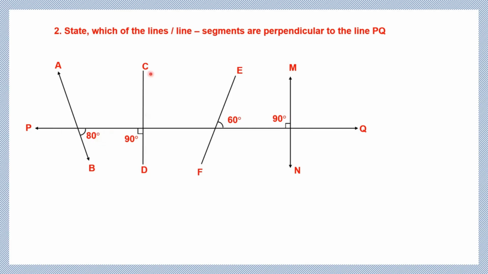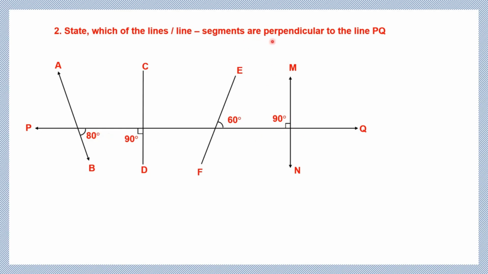Then we have a line segment CD. How do we know this is a line segment? There are no arrowheads on either side. So this is a line segment of a definite length. So this line segment is cutting this line PQ at 90 degrees. The next line is line EF. This is a line segment cutting this big line at 60 degrees. Then we have a line MN cutting this big line at 90 degrees. So we have four lines or line segments cutting this long line PQ at different points.